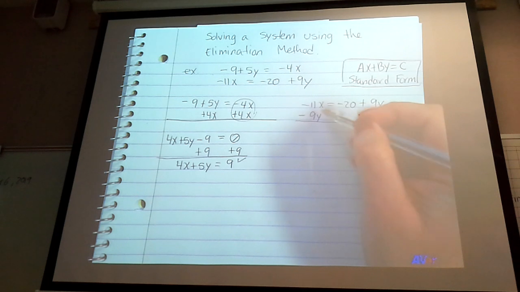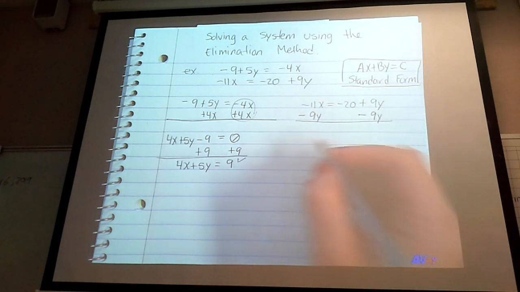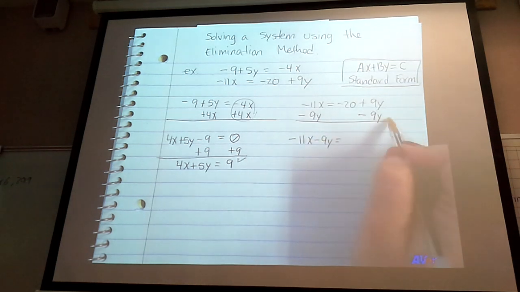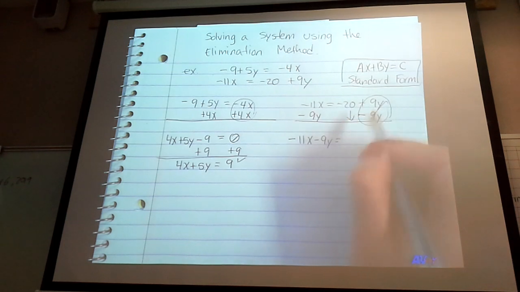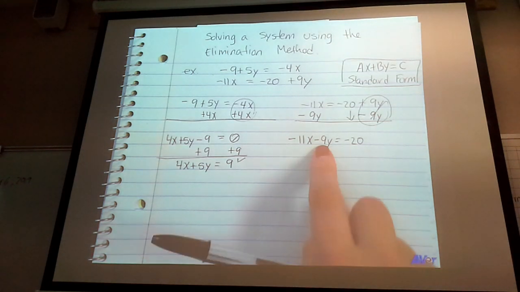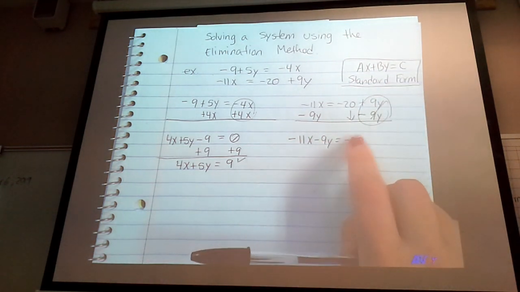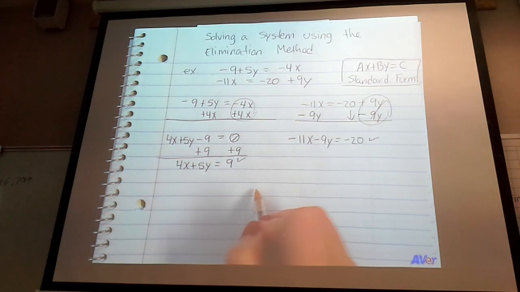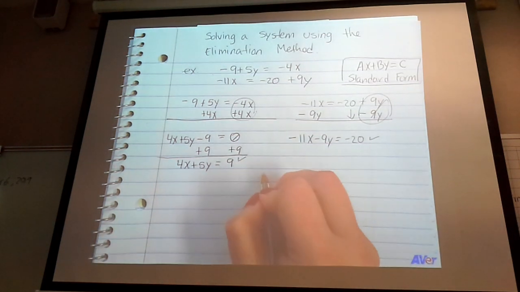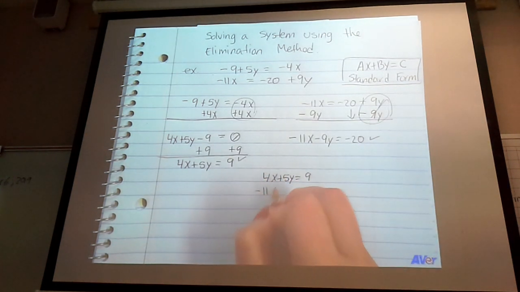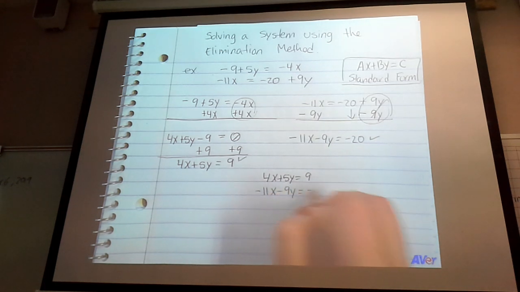these two are not like terms. One's an x and the other one's a y. So if I rewrite it, I get negative 11x minus 9y equals, this becomes 0, so all I'm left with is a negative 20. Now it looks like this. I have the x and the y and my constant term. Once I have this, I'm going to line them up. So I'm going to rewrite them so that I have them one on top of the other. So I have 4x plus 5y equals 9, and negative 11x minus 9y equals negative 20.